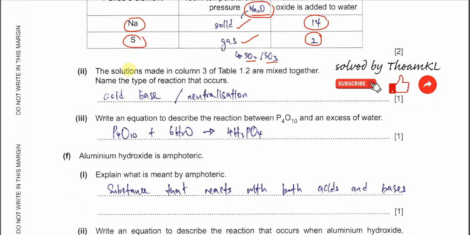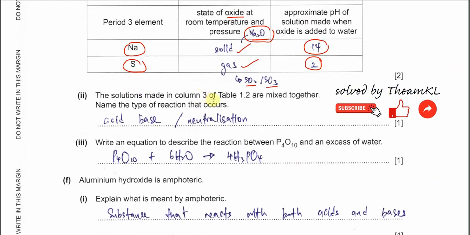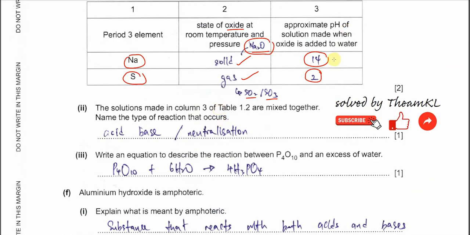Okay, part 2. The solutions made in column 3 in this table 1.2 are mixed together. Name the type of reaction that occurs. This one is the alkaline solution, because of the sodium hydroxide that is produced. And the sulfur oxide will form an acid solution. So it's better for you to say acid-base reaction. Of course, you can also put neutralization, but acid-base is better.